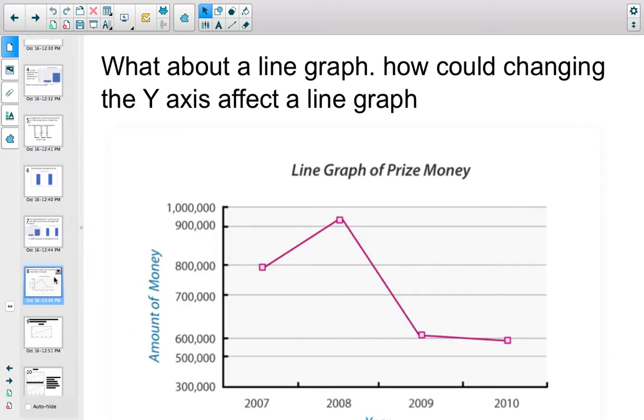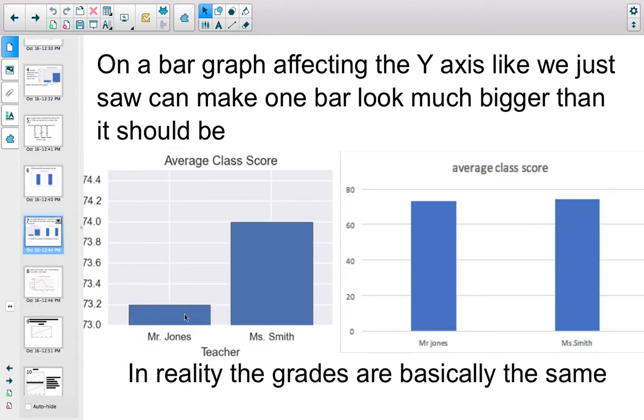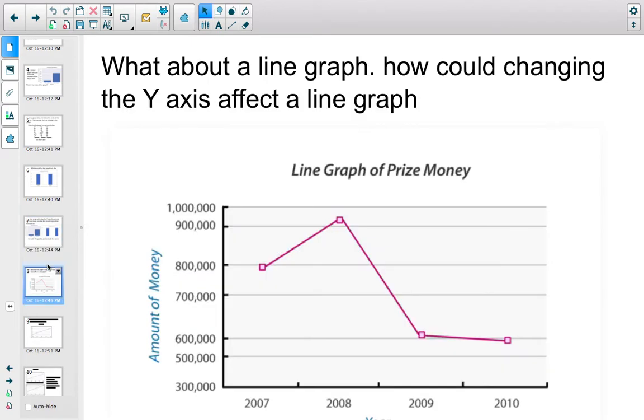So what about line graphs? How could changing the y-axis affect a line graph? Here we see changing the y-axis. Well, that can make the bars look bigger or smaller depending on what you want. Well, what would happen if we did that with a line graph?